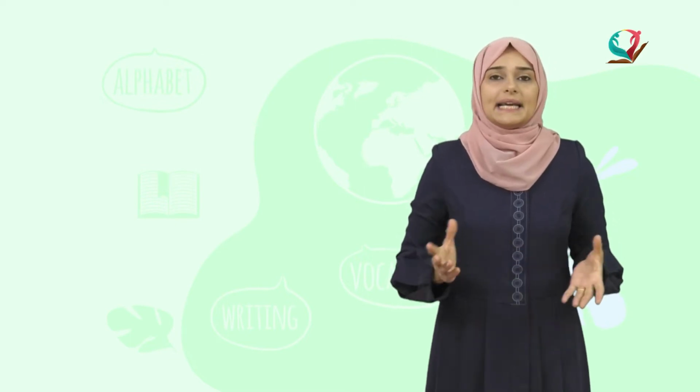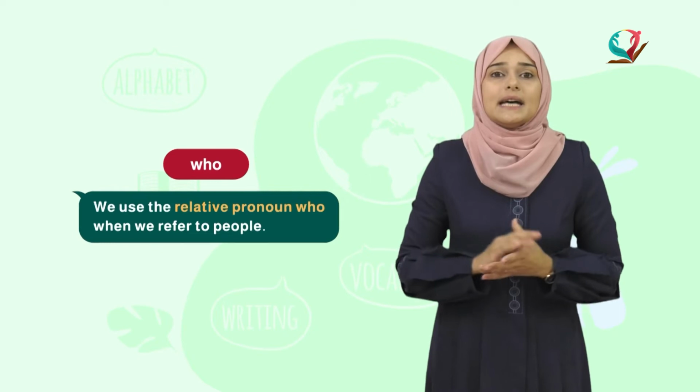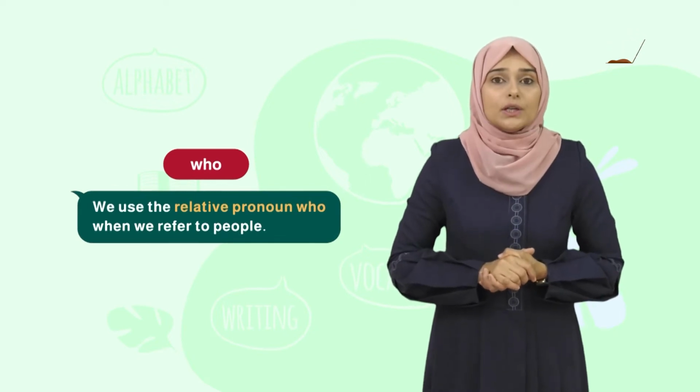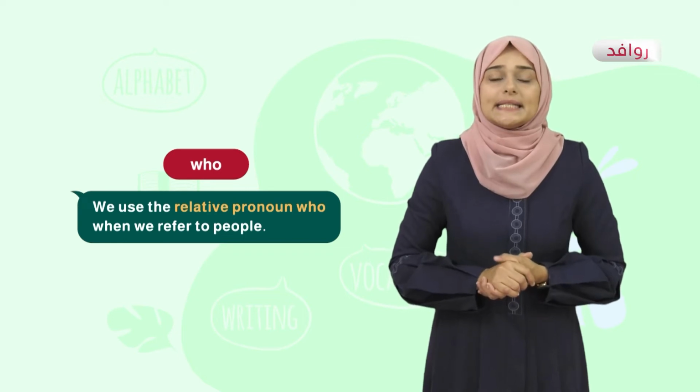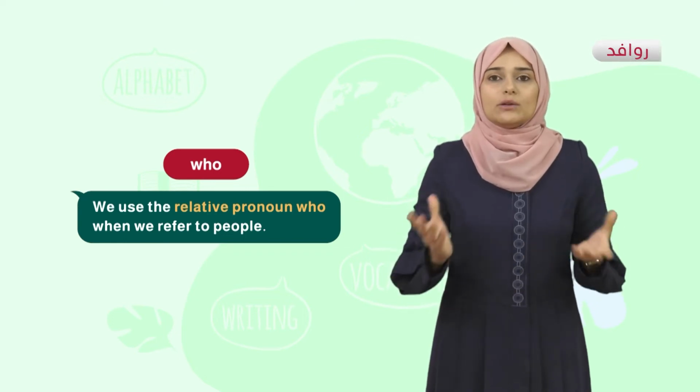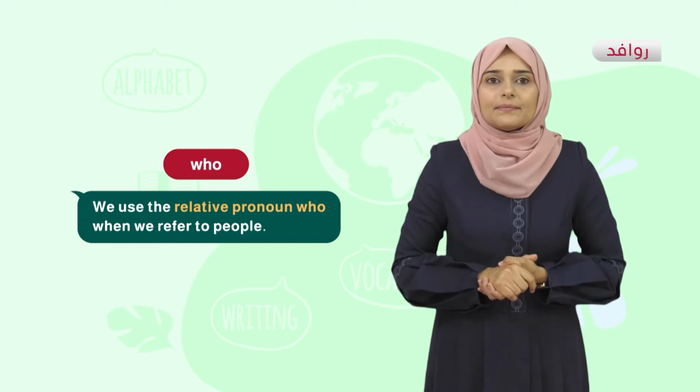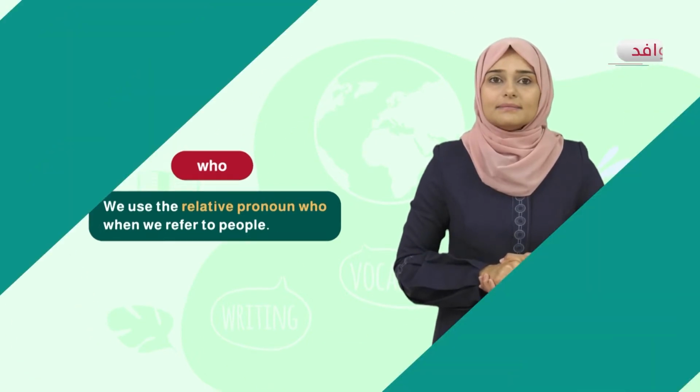This is the student who comes from Spain. هذا هو الطالب الذي أتى من إسبانيا. أيضاً هنا هو بمعنى الذي. Here, in these examples, we used who to join sentences when we refer to people. نستخدمه عندما ندل على الناس أو الشخص العاقل.